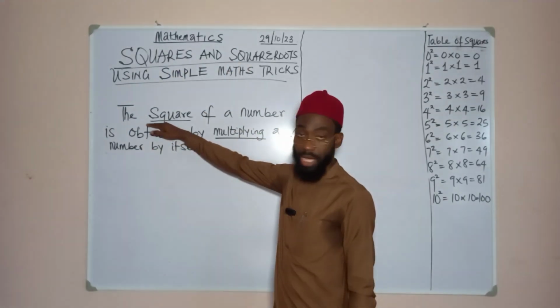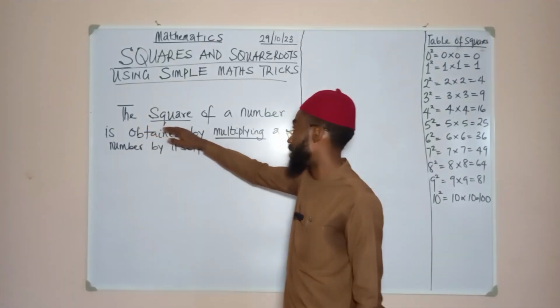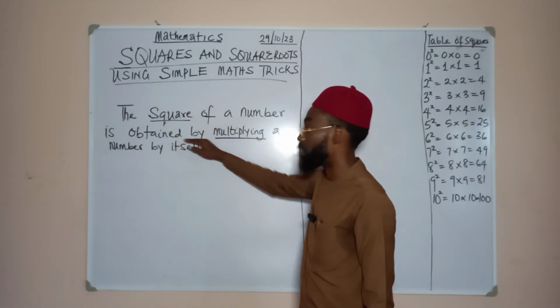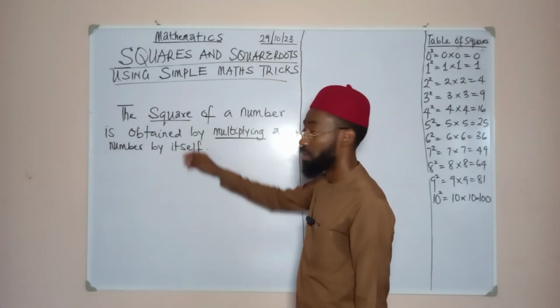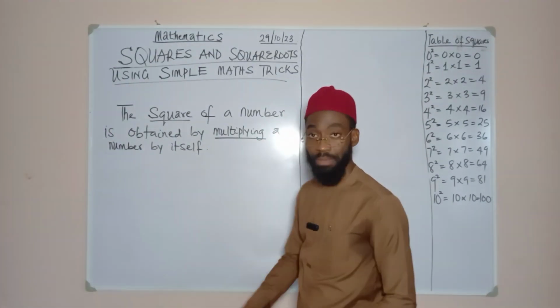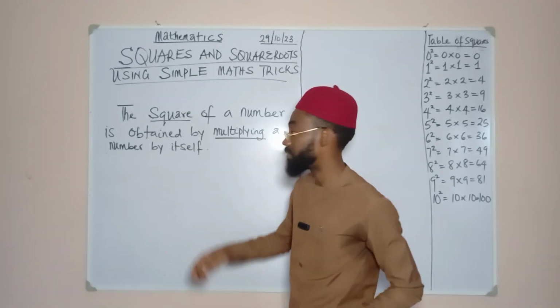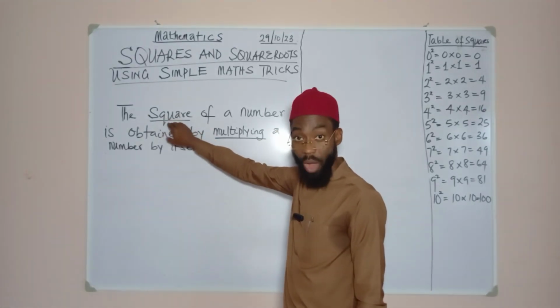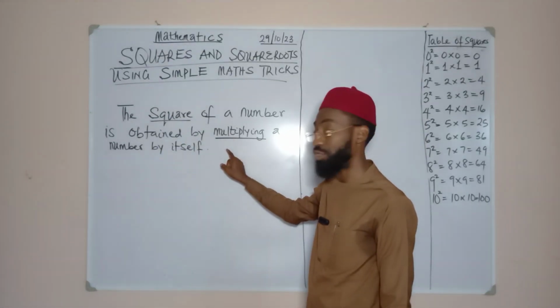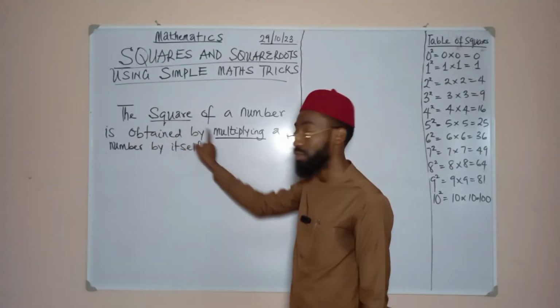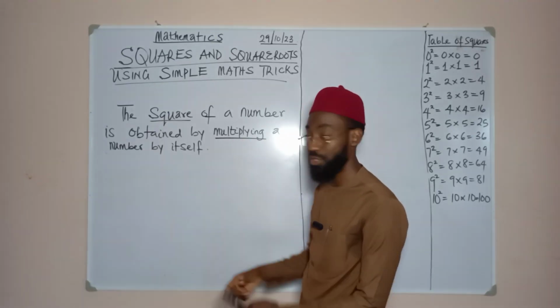The definition of a square has been put on the board. We said that a square of a number is obtained by multiplying the number by itself. So invariably, if you multiply a number by itself, you are going to get the square of that number. The basic mathematical operation in obtaining the square of a number, as we see here, is multiplication.